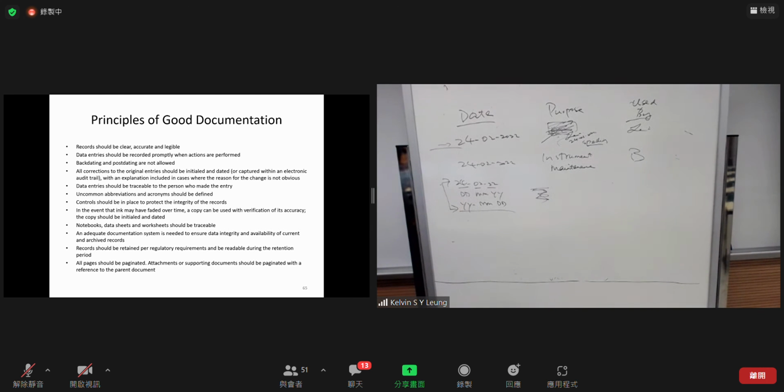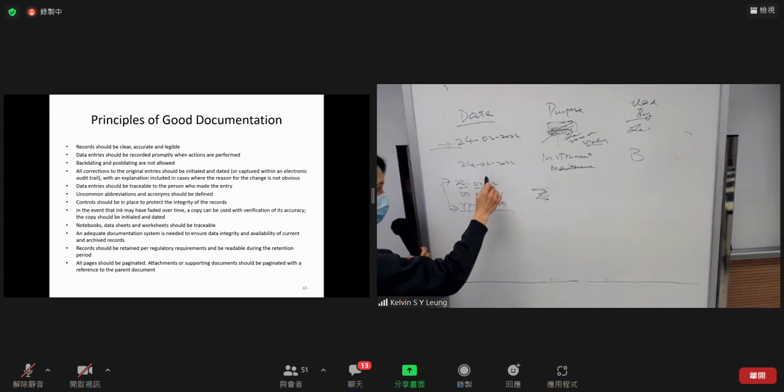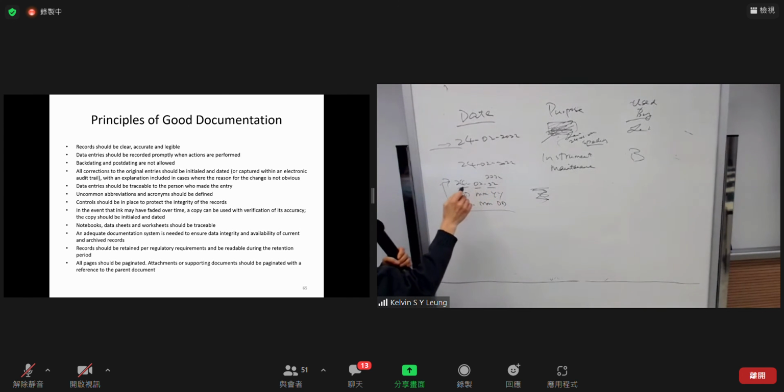If you use the double digit, or 4 digits for the year, your quality system should list the format that you require your analyst to write. Don't try to leave it unstandardized, otherwise the analysts don't know which format they have to use.